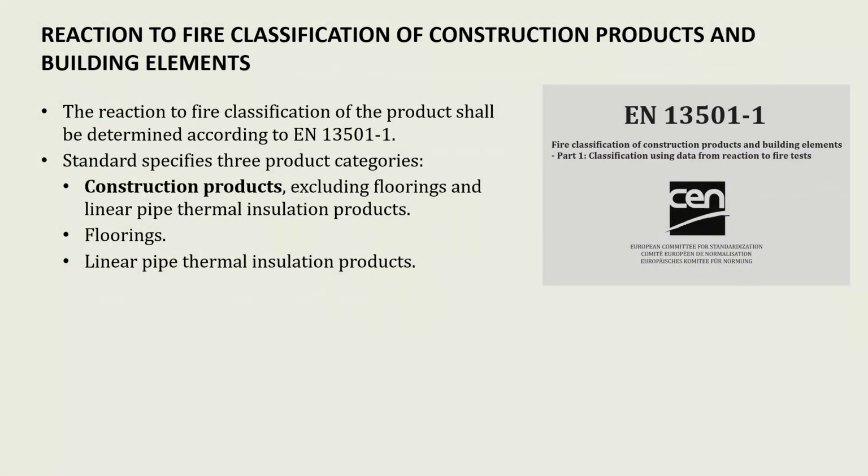Proper classification according to EN 13501-1 ensures that materials used in construction meet safety standards and contribute to the overall fire safety of buildings. This helps in preventing fire spread by using materials with appropriate fire resistance properties, which can slow down and contain the spread of fire.